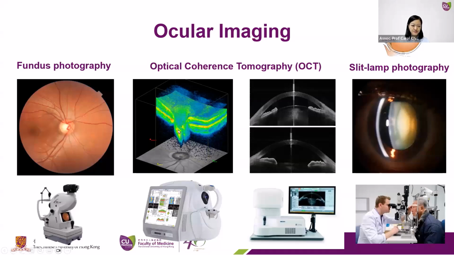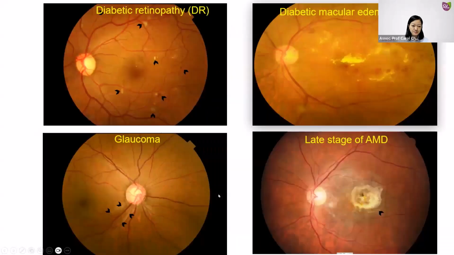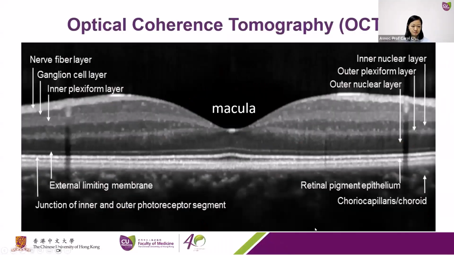Retinal fundus photography is the commonest method for imaging the retina, which is the back part of the eye. A top view of the retinal structure, including optic disc, nerve fiber layer, and retinal vessels, can be captured easily. Different eye diseases can be imaged using retinal fundus photographs, such as diabetic retinopathy, diabetic macular edema, glaucoma, and age-related macular degeneration.